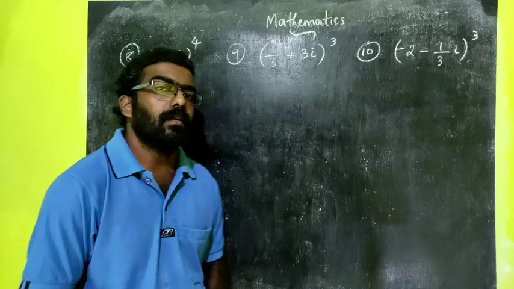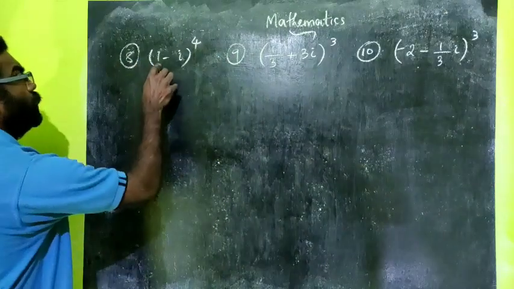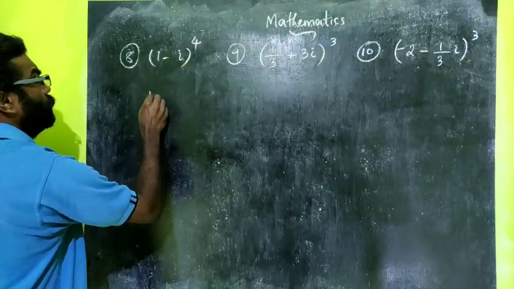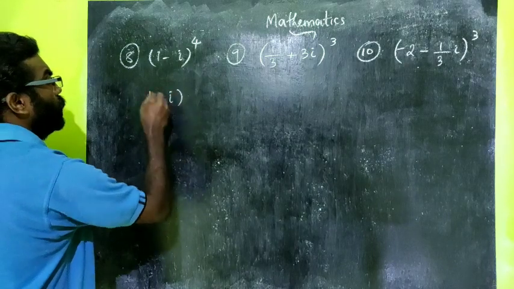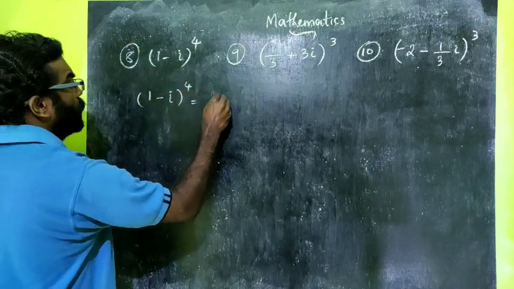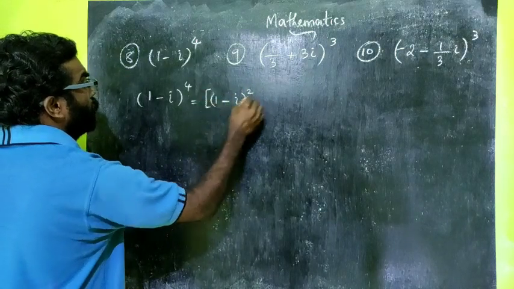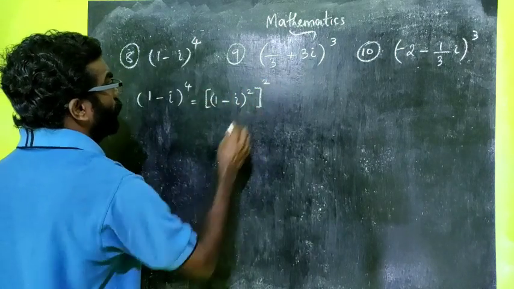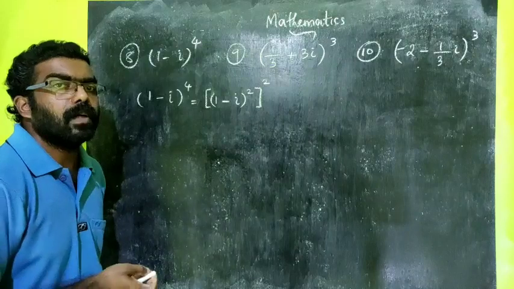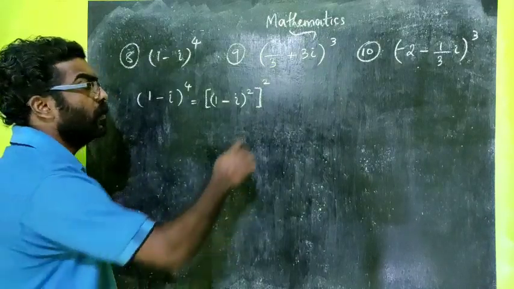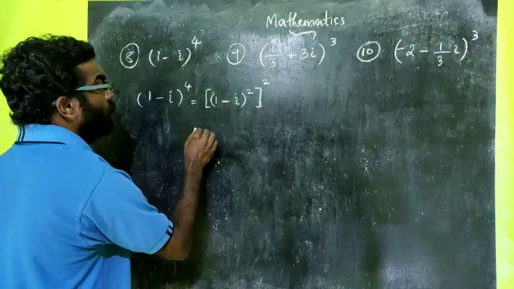Now we move on to question number 8. 1 minus i the whole raised to 4. So 1 minus i the whole raised to 4 can be written as 1 minus i the whole square the whole square. Okay. a power m the whole power n is equal to a power mn. 2 2s are 4. Okay.